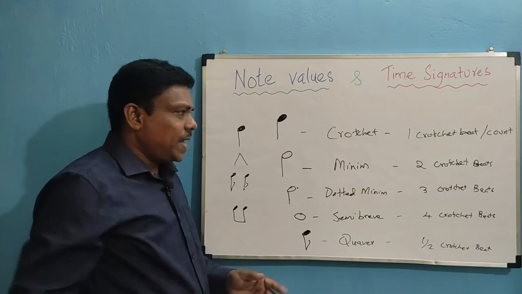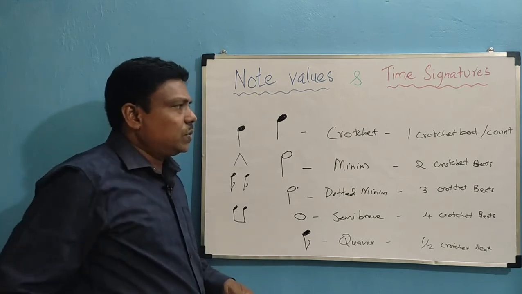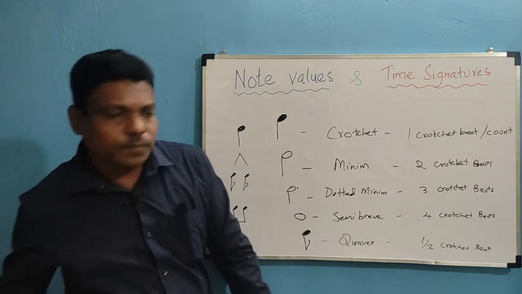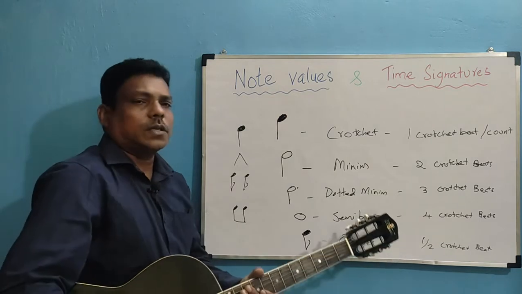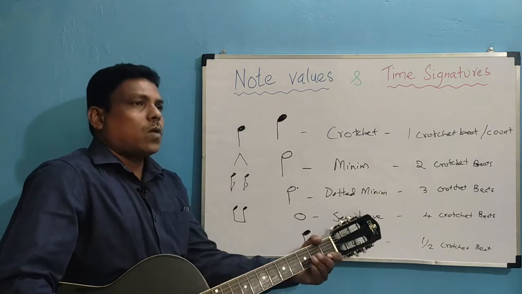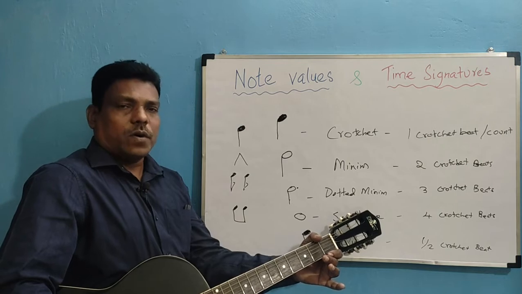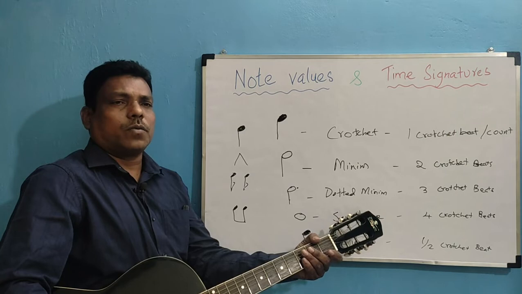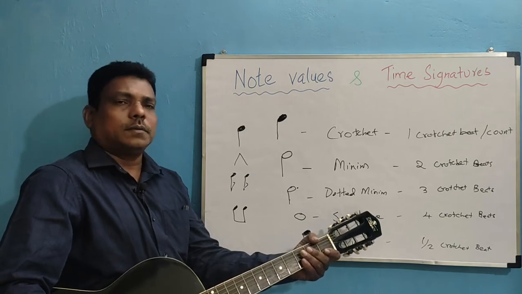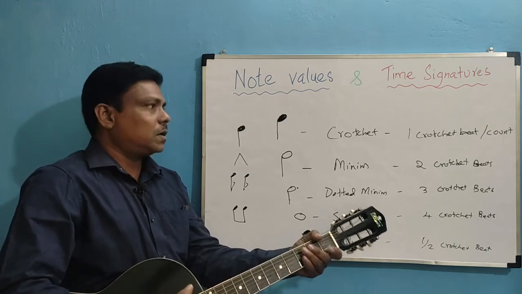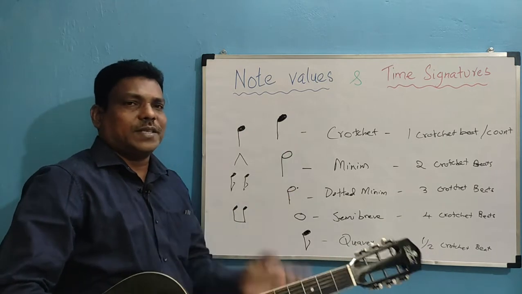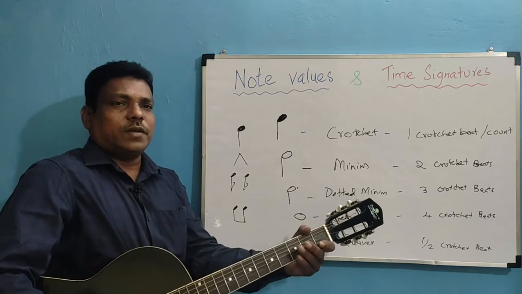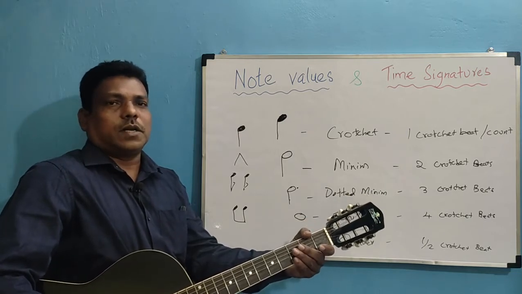After this, I'll play and show you how it sounds. If it is one crotchet beat, how will it sound? See, some counting is going like 1, 2, 3, 4. 1, 2, 3, 4, like that the counting is going. For one count means one, that's all. Crotchet means it will sound that much only for one beat, whatever note it may be, its value will be like one, that's all, it's over.